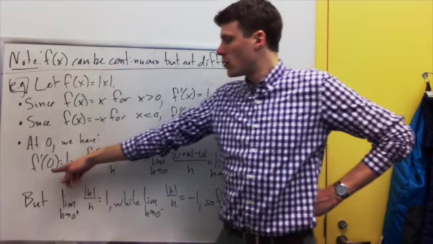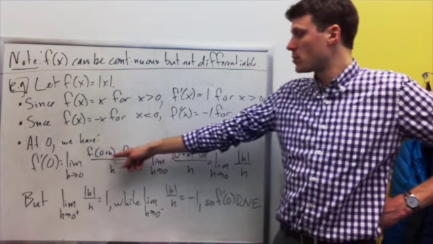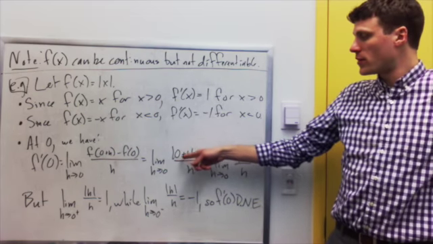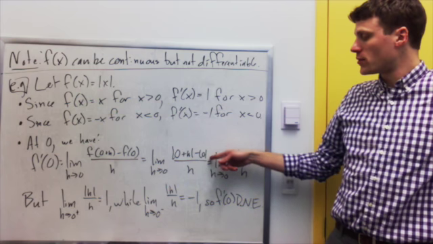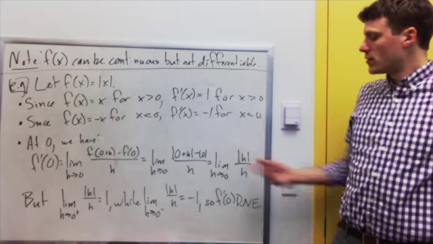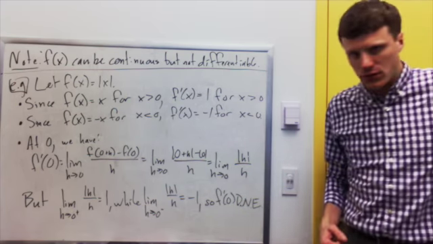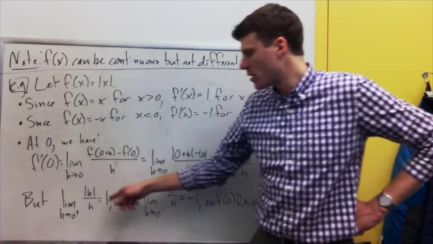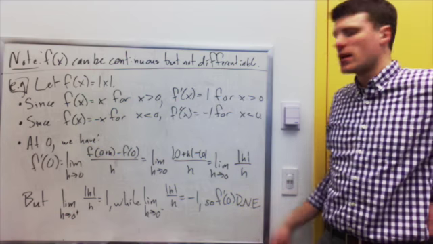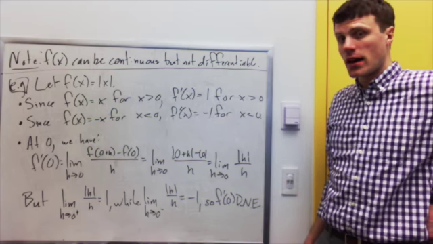However, at 0, when we try to evaluate the derivative at 0 using the definition, we get f of 0 plus h minus f of 0 over h. f is the absolute value, so we have the absolute value of 0 plus h minus the absolute value of 0 over h. 0 plus h is just h, and the absolute value of 0 is 0. So we're left with the limit as h goes to 0 of the absolute value of h over h. We've looked at this limit before. From the right, this limit is 1. From the left, this limit is negative 1. So the limit does not exist, and the derivative of the absolute value does not exist at 0.